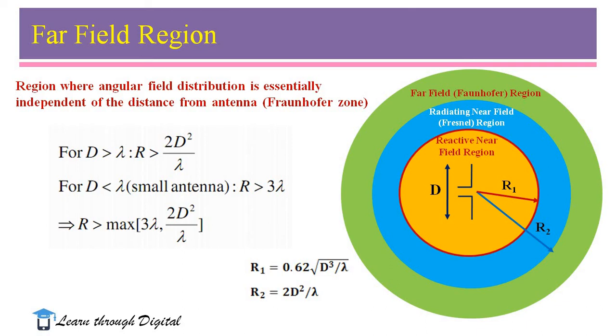Here R1 and R2 are the boundaries for the reactive near field region and the radiating near field region. In the far field region, both E and H fields are orthogonal to each other and also they are in phase.